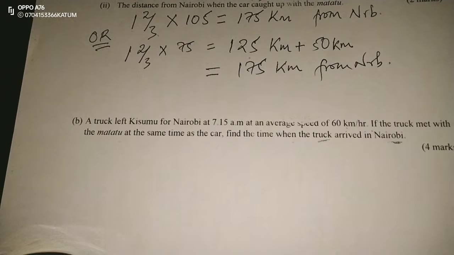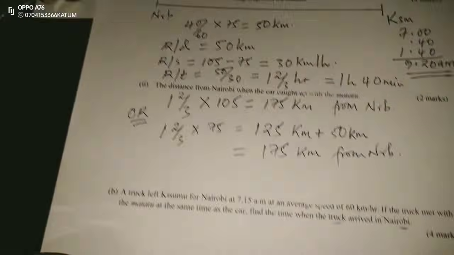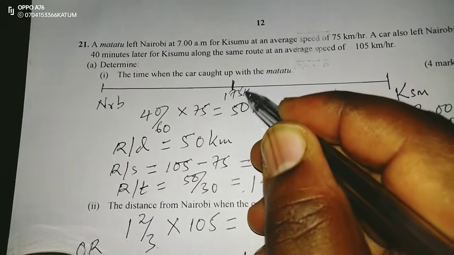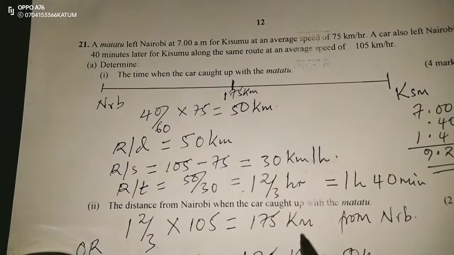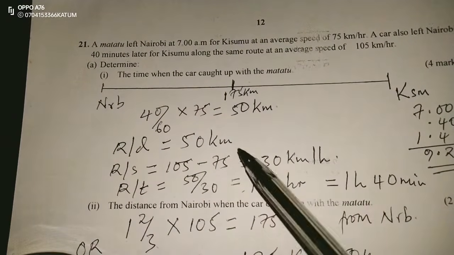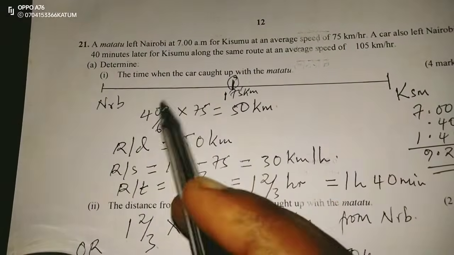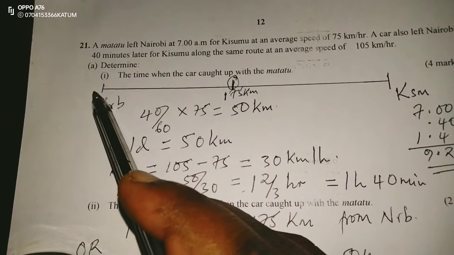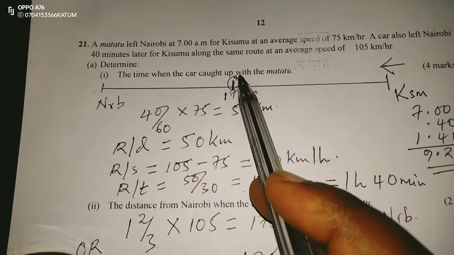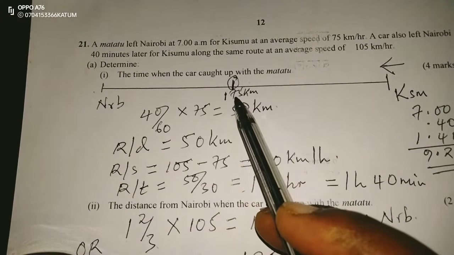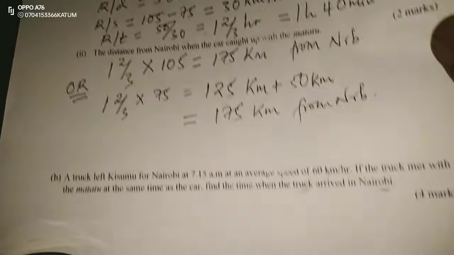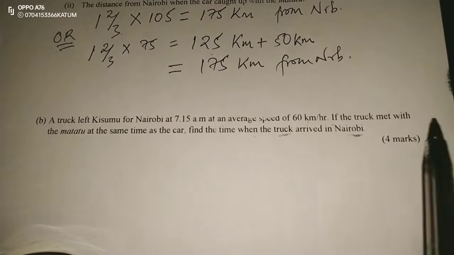Therefore, we should know that the truck is from Kisumu, and the point, which is 175 kilometers, where it will catch up with the matatu is where the car is also overtaking the matatu. So the three vehicles will arrive here at the same time. Two are coming from Nairobi, that is a car and a matatu. But now we have a truck from Kisumu, which will also arrive at their overtaking point the same time.